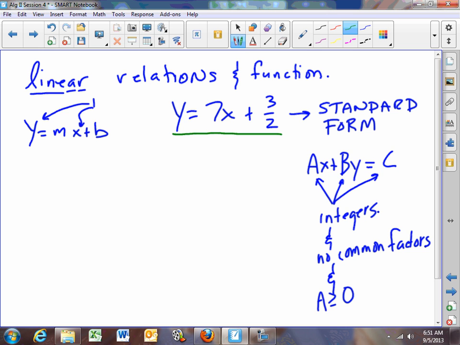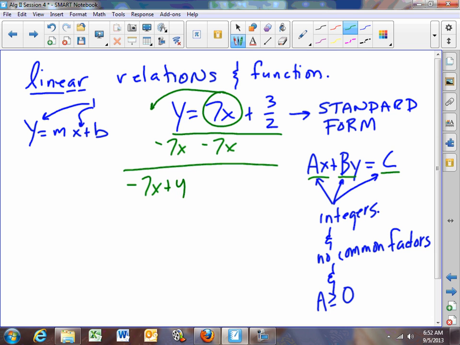Notice first, we want the x term plus the y term, and then on the other side of the equal sign, we want the constant. So if you look at this, the 7x really needs to move over to the other side. We can do that by subtracting 7x from both sides of this equation, minus 7x minus 7x. Now I'm going to write this as negative 7x plus y equals 3/2 over here.